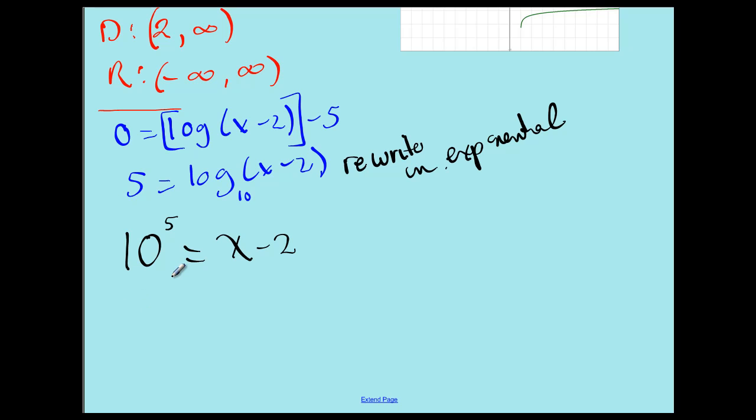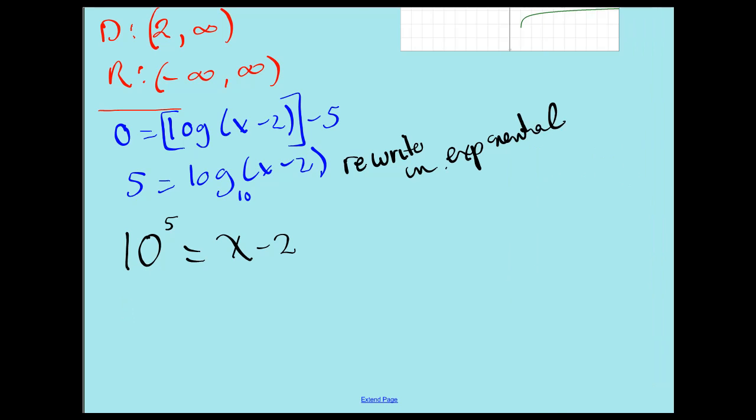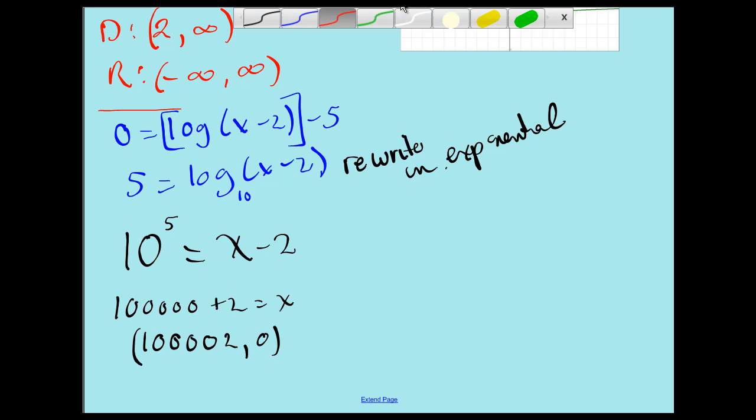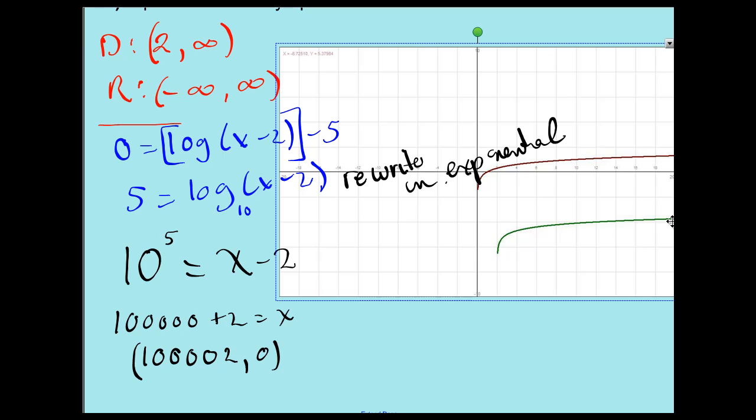Now 10 to the 5 is a very big number. If we do that on the calculator, we end up with 10 to the power 5, which is 100,000, and then you're going to add 2 to it. So you end up with 100,000 plus 2. So the x-intercept is located at 100,002 and 0. And when we look back up at our graph, that kind of makes sense because we don't see it anywhere close, and we're already at 20. So it creeps up very, very slowly.